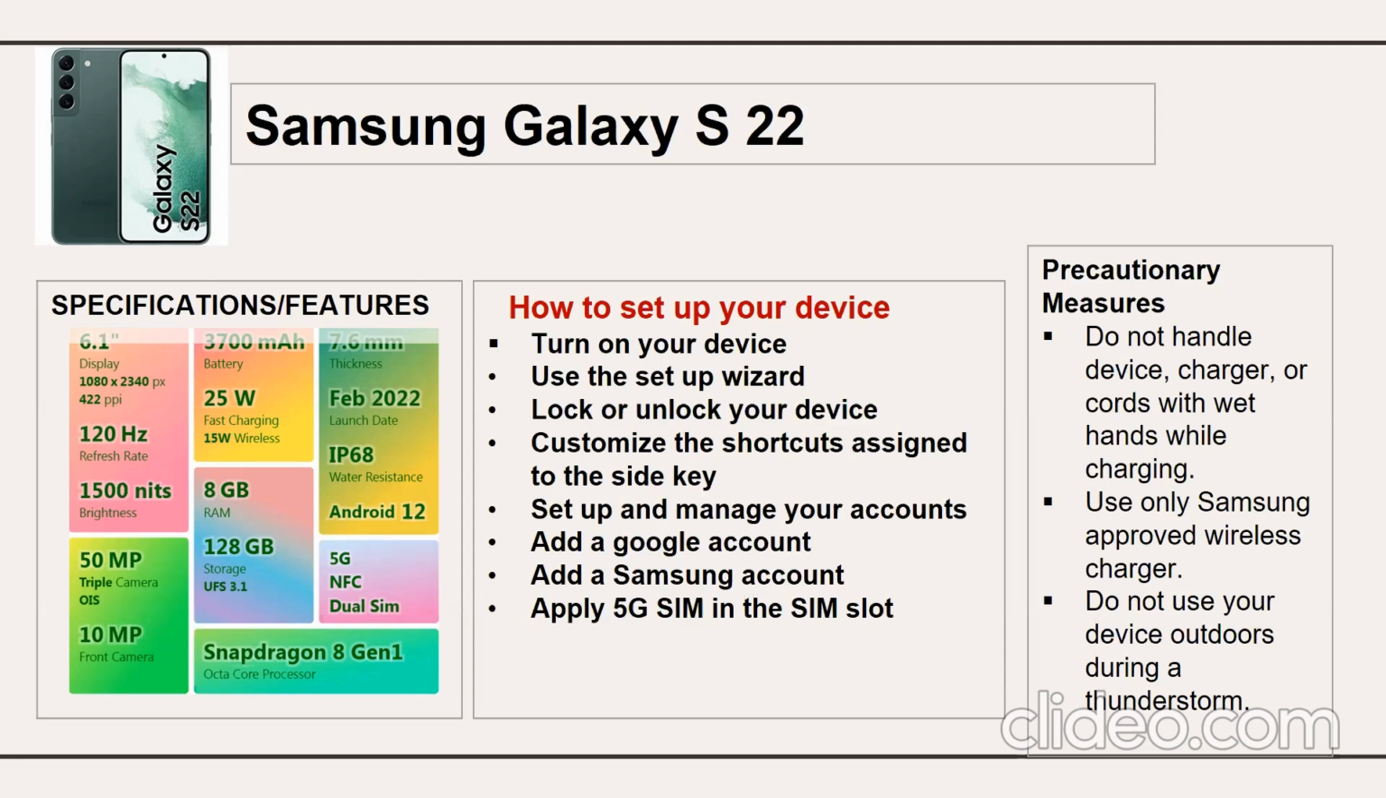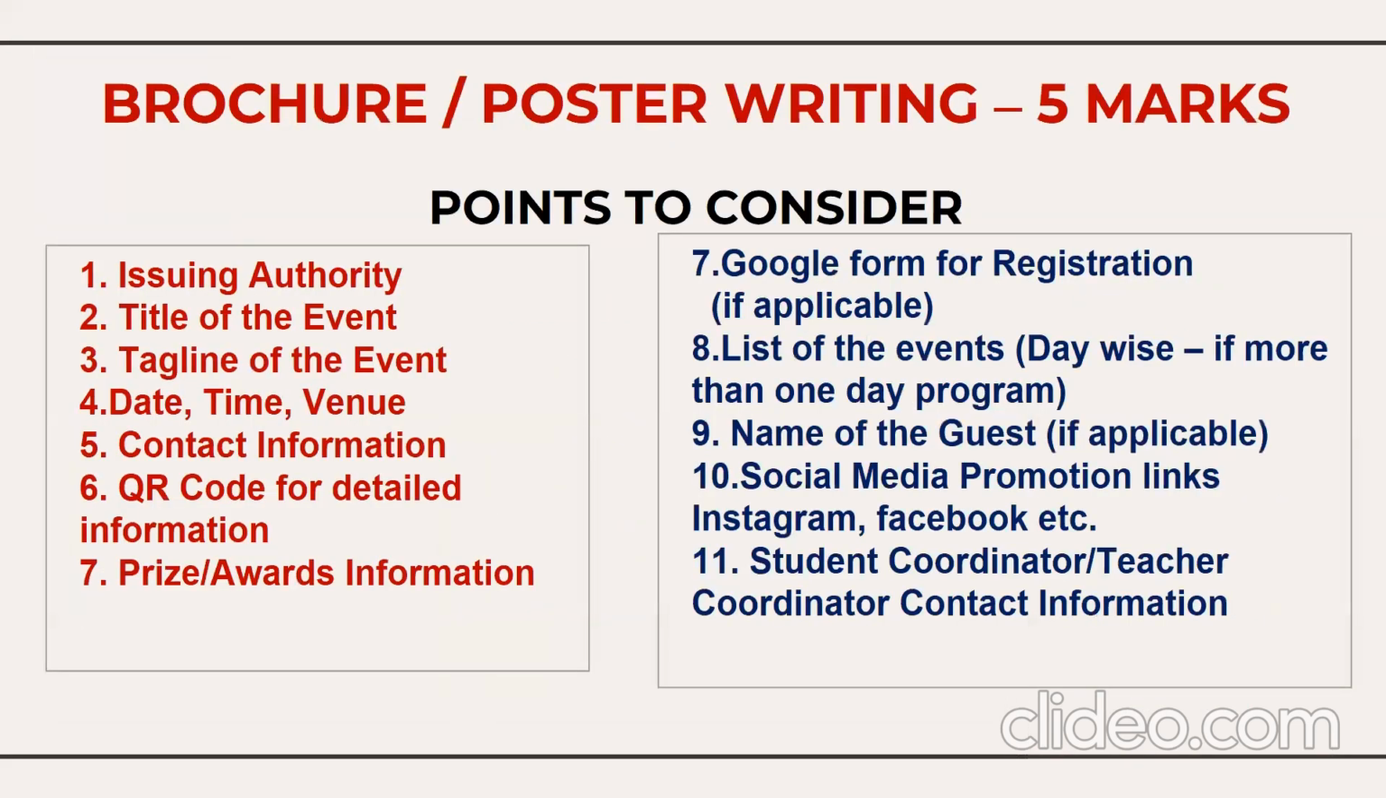Then the next choice you have here is poster writing or brochure writing. This is for 5 marks. So when you're writing a poster or brochure, write the college name, the authority name, the name of the event, the title, a tagline of the event, the date, time, venue, the contact information, and the QR code which you are going to mention here. Nowadays we use the QR code scanner for information or for payment. Any prize awards you are going to mention.